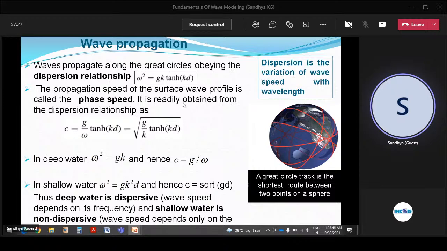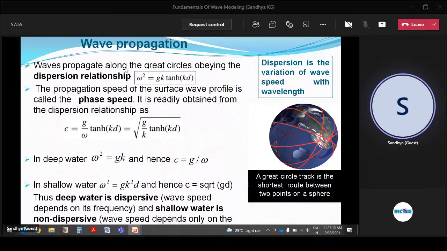Now, this is the dispersion relationship: omega square is equal to gk tanh kd. D is the water depth and k is the wave number, which are very fundamental, so I'm not going to explain all these. Omega is the frequency, or rather the angular frequency. And what is dispersion? Dispersion is the variation of wave speed with wavelength.